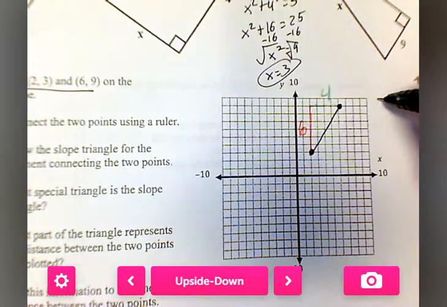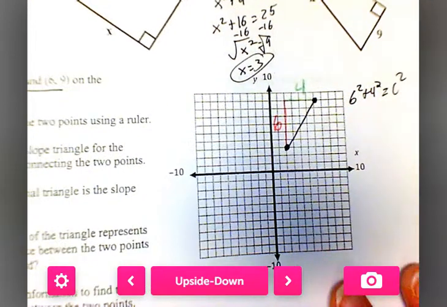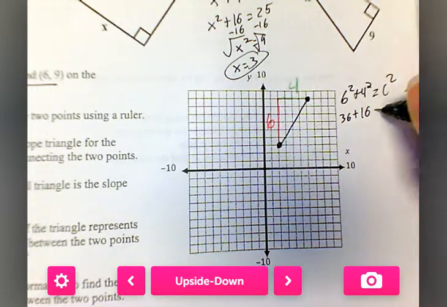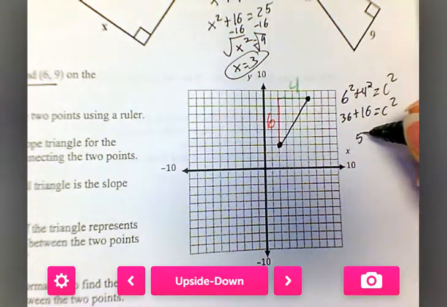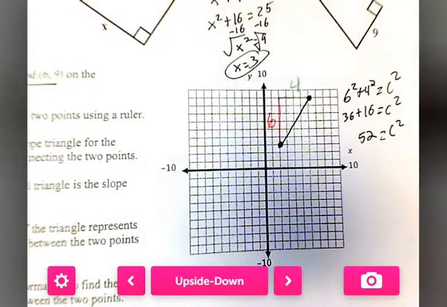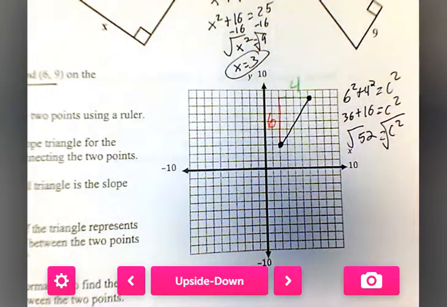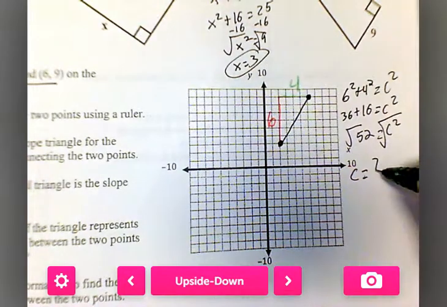So if I go 6 squared plus 4 squared, I get C squared, right? So I get 36 plus 16 equals C squared. 36, 46, 47, 48, 49, 50, 51, 52. I get 52 equals C squared. Would you put in my calculator what the square root of 52 is? I think it's 7 point something, but I don't remember. Then I'm going to square root both sides, and I'm going to get C equals, and we're going to round it to just 1 decimal place. Yep, 7.2.